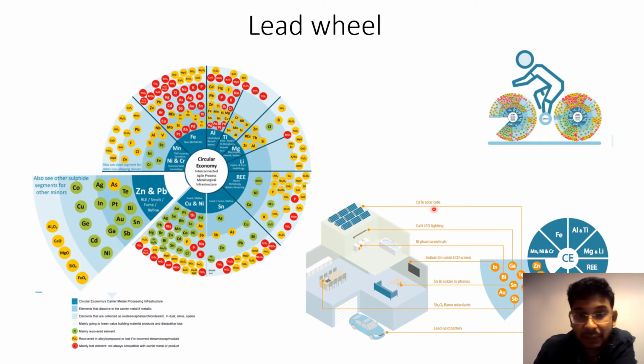You have cadmium and tellurium that are used in solar cells, the gallium nitride in LED lighting, then bismuth in pharmaceuticals. Bismuth is very much related to lead metallurgy, and then you have tin in solars and so many other things. Lead acid battery is also playing a key role here.